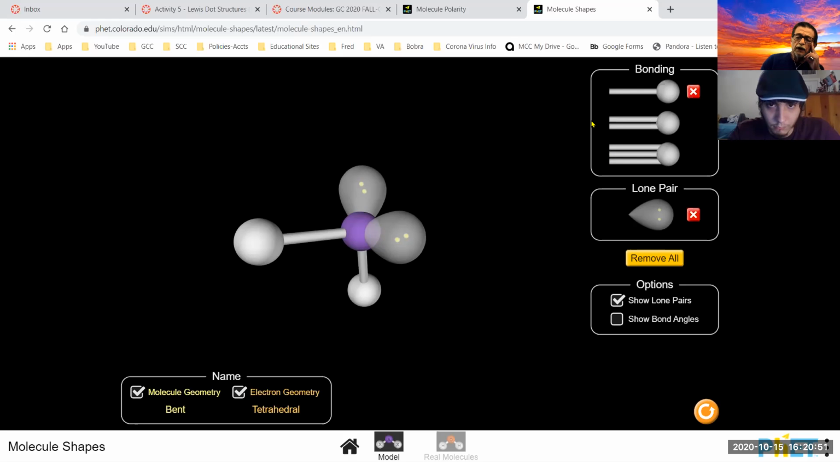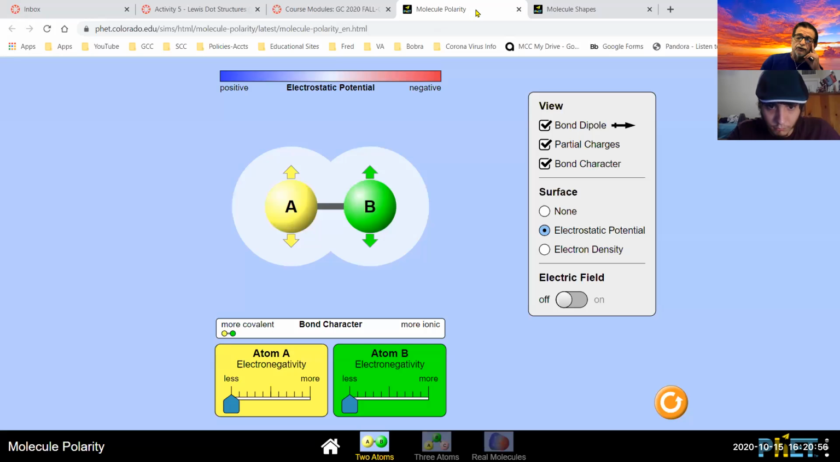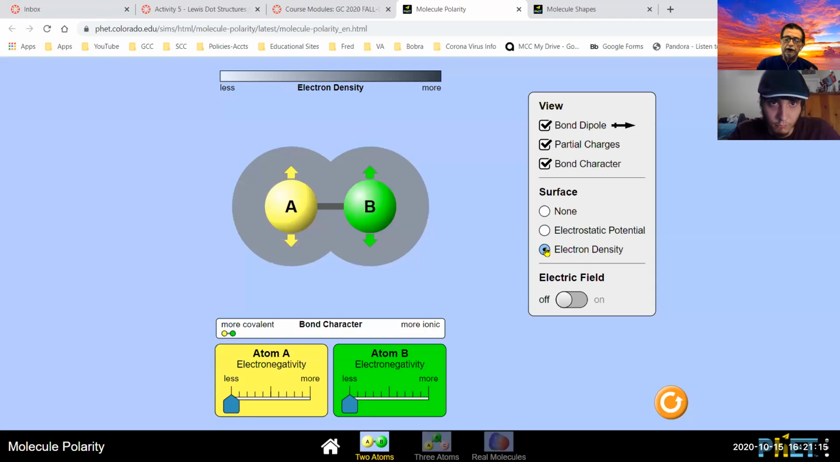Now, let's shoot over to the polarity simulation. Here we have two atoms represented by A and B. Down at the bottom, you'll see the electronegativity. Right now, they're both set as equal, so we have similar electron density around both A and B. We end up having a nonpolar bond.